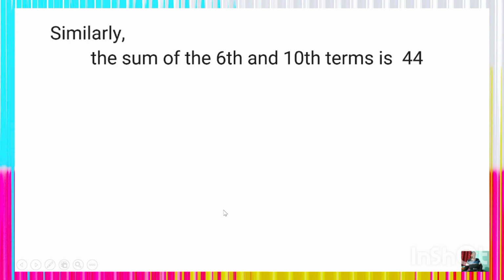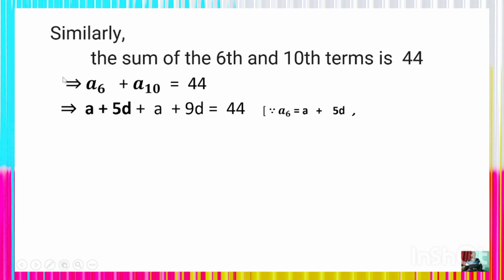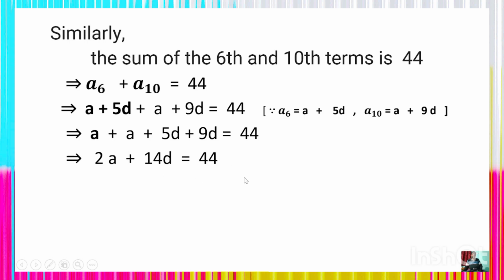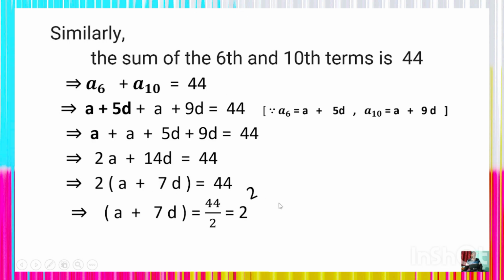Similarly, the sum of the 6th and 10th term of the AP is 44. It means 6th term plus 10th term is 44. A6 plus A10 is 44. In place of A6 we can write A plus 5D, and 10th term A10 is equal to A plus 9D, okay, which is 44. And you get A plus A, which is 2A, plus 5D plus 9D, which is 14D, which is 44. Thus you get 2A plus 14D, which is 44. So after taking 2 as a common factor, 2 whole into A plus 7D, which is 44. A plus 7D is equal to 44 upon 2, which is 22. Thus A plus 7D is equal to 22. Another equation we are getting.